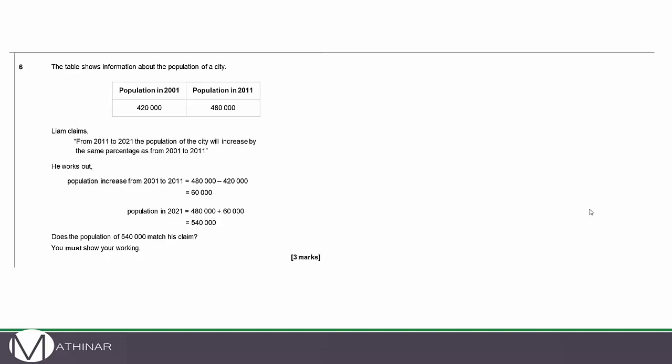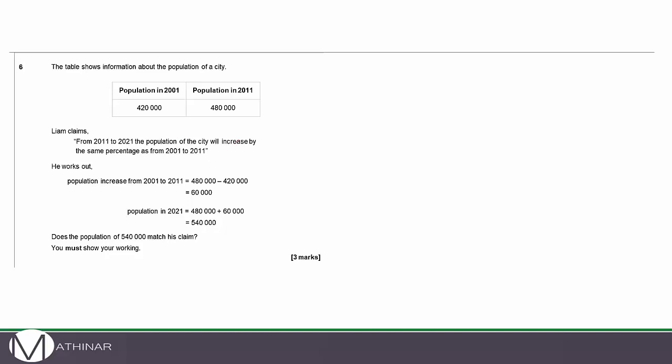So he works out the population increase from 2001 to 2011, we just subtract the numbers, is 60,000. So the calculation he's done is population in 2021 was 480,000, which is from 2011, and then he's added the 60,000 because that's what's gone on here. And he's got 540,000. Does the population of 540,000 match his claim? I must show you working it.